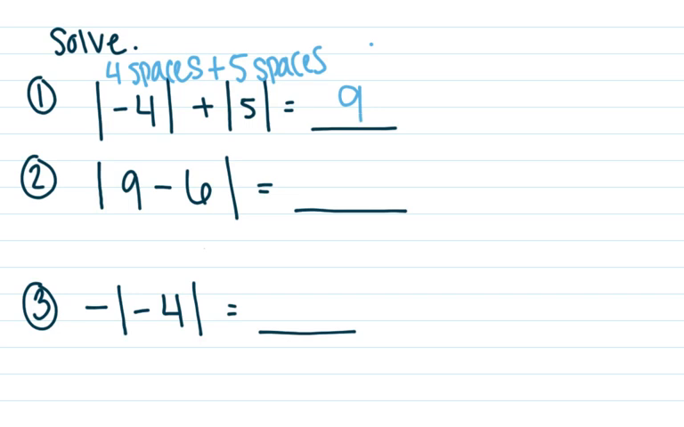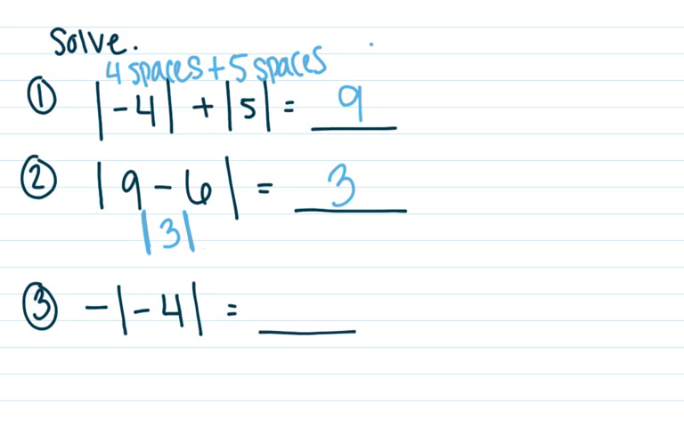Now in number 2, you may notice that it is written differently. It's not written like number 1, where we had to find the absolute value of each individual number. On number 2, they want us to subtract first. So we have to do our operation first. What is 9 minus 6? Well, 9 minus 6 is 3. But we haven't solved the absolute value yet, so those absolute value bars are still there. Once we subtract, now we have to solve for the absolute value. So how many spaces does 3 live from 0? Well, 3 lives 3 spaces from 0. So our final answer is 3.